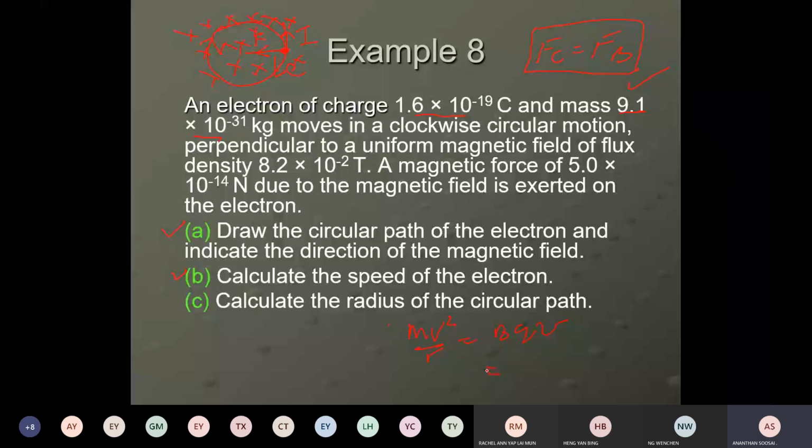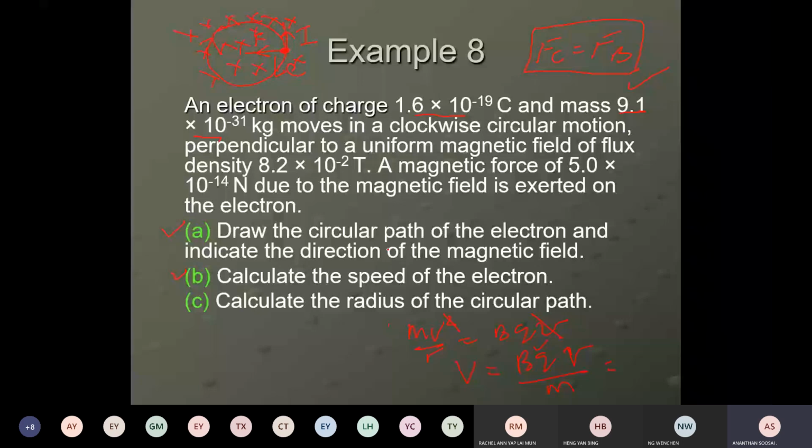So we've done the circular path of the electron and indicated the direction of the magnetic field. Now, calculate the speed of the electron. So we are looking for v. The velocity here and here can cancel, so it's actually v equals Bqr over m. Do you know B? The magnetic field is 8.2 times 10 to the power negative 2 Tesla. Charge of the electron is 1.6 times 10 to the power negative 19. Velocity, do you know the speed it's traveling? We don't know the speed, we are looking for the speed.